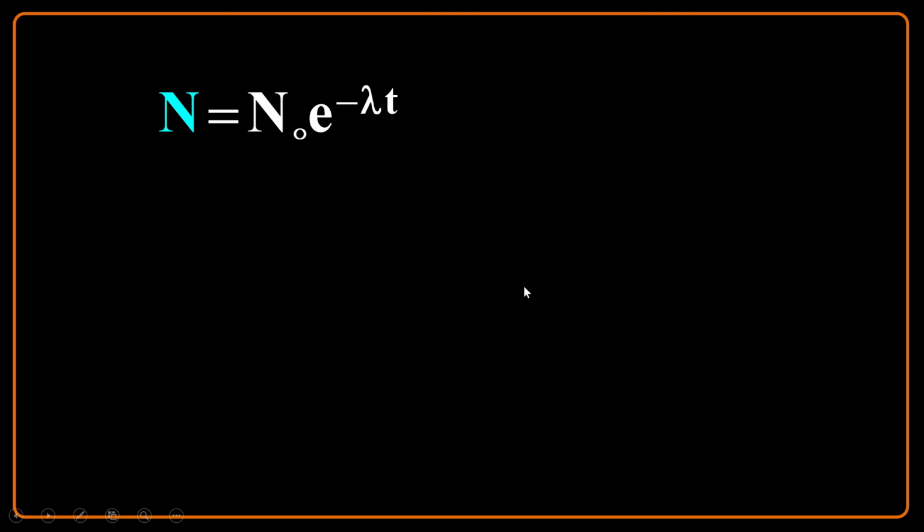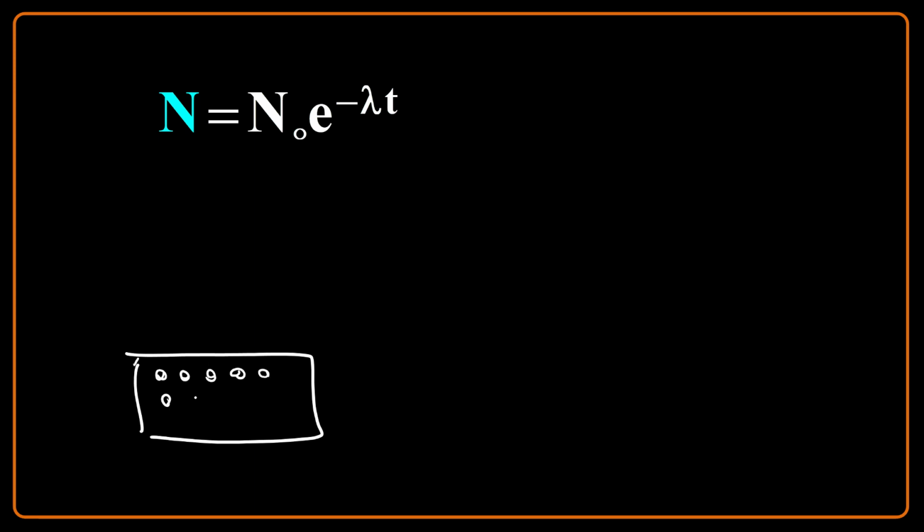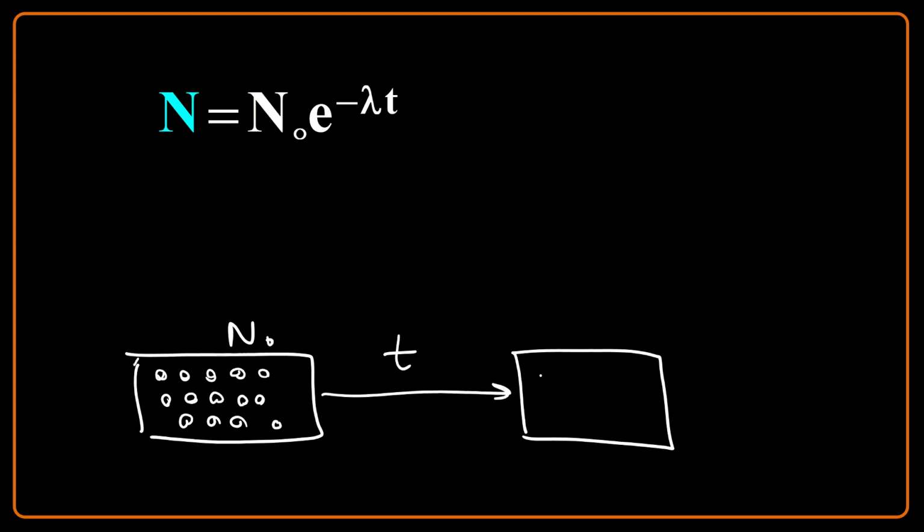This example is about radioactivity. Suppose that in a box I have a certain amount of radioactive material and the total number of atoms is N0. N0 is the initial number of radioactive atoms. After t seconds, they will disintegrate and I will have the total number of remaining atoms N as the final value. N0 is the initial number of atoms, N the final number of atoms after t seconds. Lambda is the decay constant, a property of the radioactive material, and e is Euler's number.